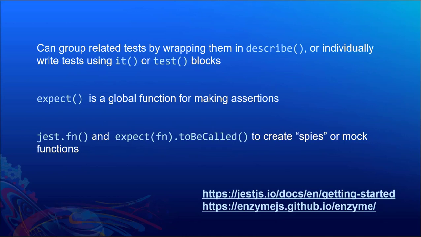When we look at the testing framework and these unit tests, it's simple: you can group your related tests by wrapping them in describe, it, or test blocks. Typically, within those functions, you put a descriptive string for what that atomic test should focus on. Then you have your global expect function for making assertions. And last but not least, to create spies and mock out functions, we have jest.fn and expect that function to be called. So it reads pretty well, pretty simple, just as a refresher.